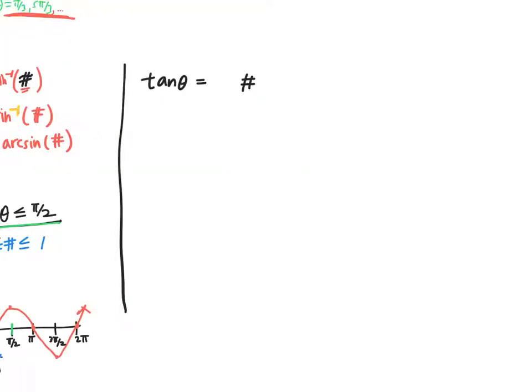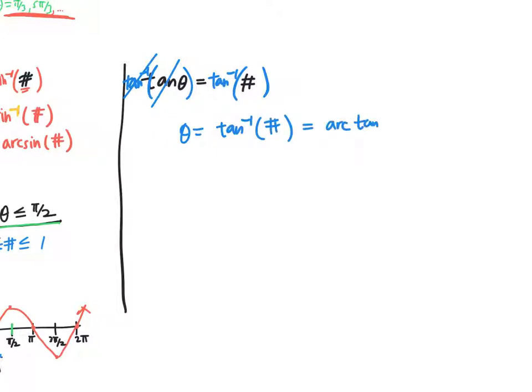Let's take a look at the tangent theta. If I take the inverse tangent of both sides so I can isolate that theta or that unknown variable, the tangent and inverse tangent cancel out, and I get theta is equal to inverse tangent, also known as arc tangent. Again, if you see in the original problem inverse notation or arc notation, there are automatic implied restrictions.